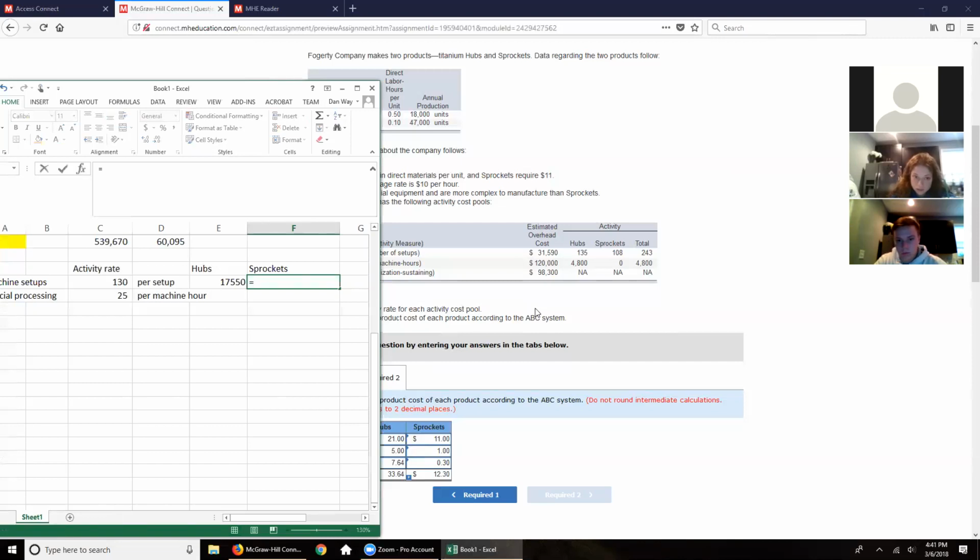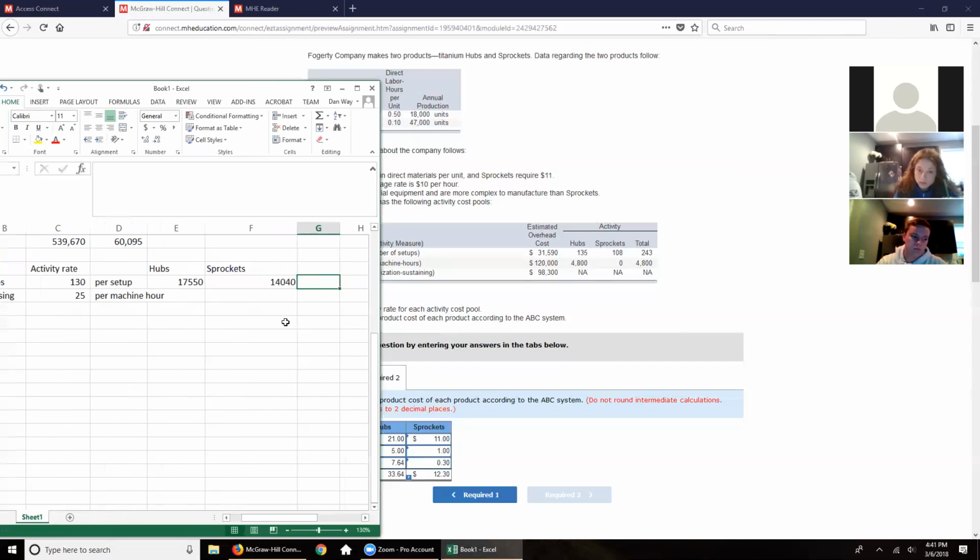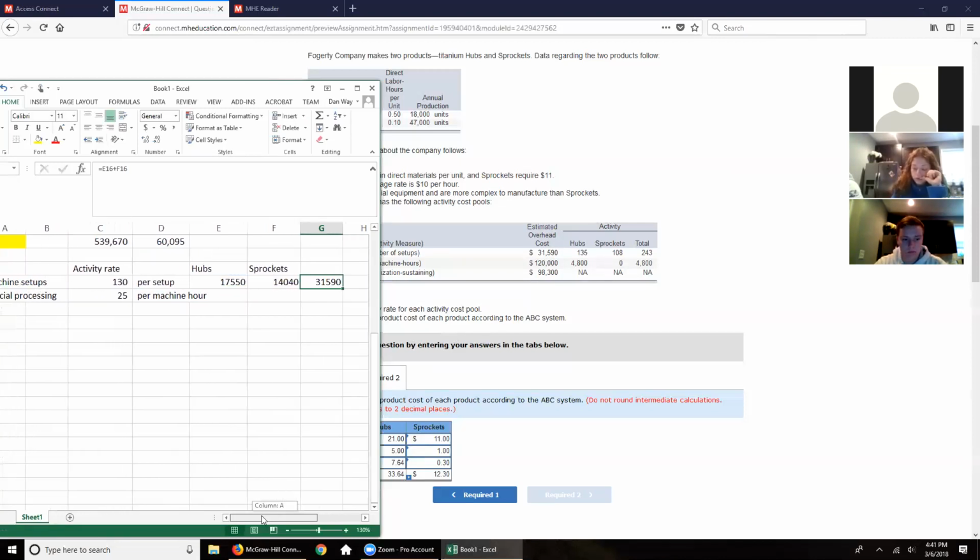Same deal for sprockets, or same rate I should say, $130 per setup. And the sprockets only took 108 setups here. So 14,040. And one more time, let's just total those up quick. So 31,590, 31,590. Just make sure we've accounted for all the costs.